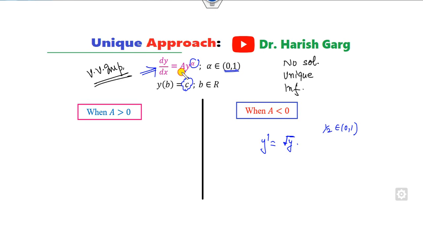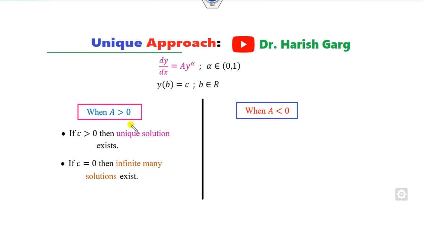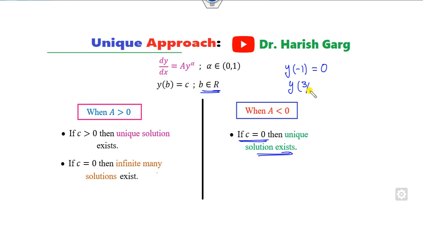Then there are two cases, whether the A is positive or negative. If A is positive, then you will get a unique solution if this initial condition is a positive value. If this initial condition is 0, then you will get infinitely many solutions. On the other hand, if your A is negative and C is 0, then you will get a unique solution. Remember, here B is a real number. You may have this case, you may have this case, because this is a real number.